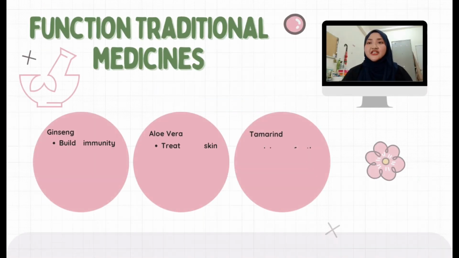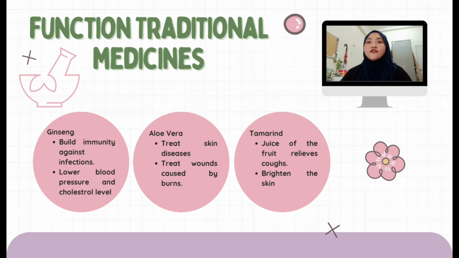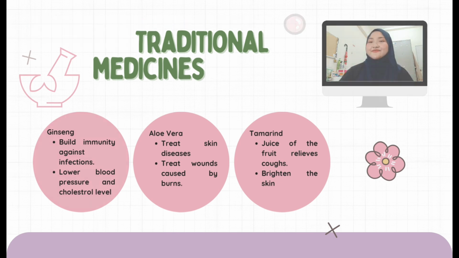This is the function of traditional medicine. Ginseng can boost immunity against infection and lower blood pressure and cholesterol level. Aloe vera can treat skin disease and burns. And finally, tamarind: the juice of the fruit can relieve a cough and brighten the skin.